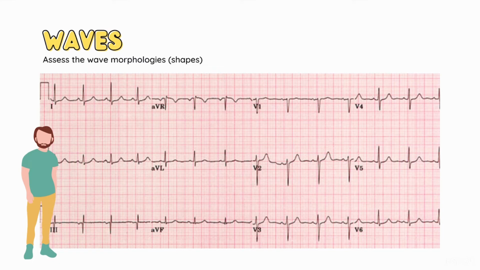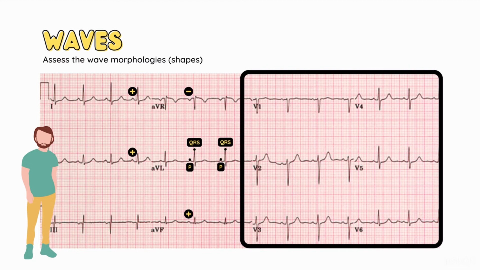A normal ECG will have an upright P wave in leads 1, 2, and AVF, and a negative P wave in AVR. Anthony has these. Moreover, each P wave should be followed by a QRS complex, and each QRS complex should be preceded by a P wave. Finally, we will need to assess the precordial leads, which are V1 through V6.